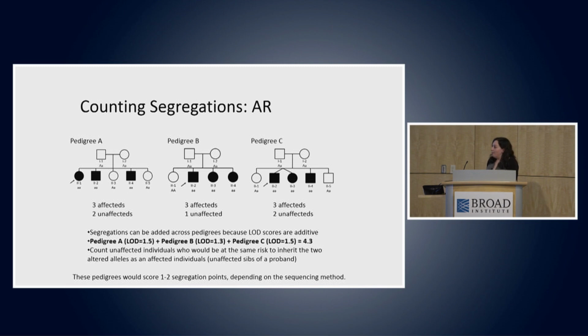This one has 3 affecteds and 1 unaffected in this generation, and then 3 affecteds and 2 unaffecteds in this case. And so if you calculate all the LOD scores across these pedigrees, you get 1.5 for the first one using that equation that we had, 1.3 for the second one, 1.5 again, which is a total LOD score, because they're additive, of 4.3. And depending on how these individuals were sequenced, because I told you candidate gene analysis versus exome, genome, or all the genes in a linkage region being sequenced, they would score in between 1 to 2 segregation points with this LOD score.